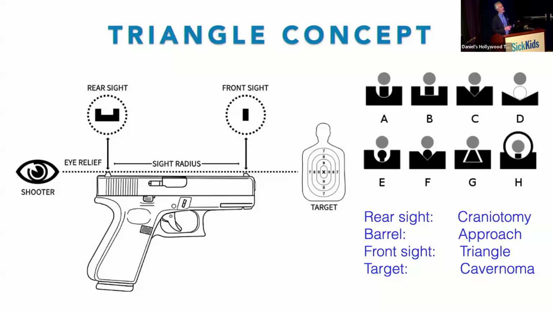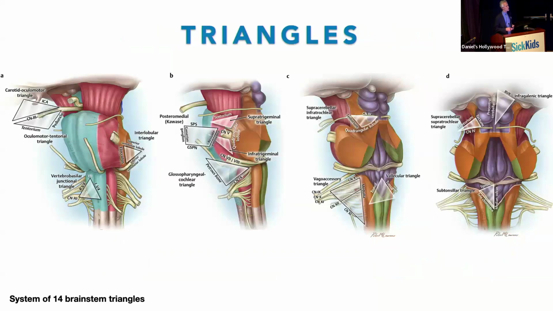And so when we translate that analogy to cavernomas, what we're saying is that you can't just think about your strategy in terms of a craniotomy or even just an approach, because you need really three elements to your strategy. You need to think about your craniotomy, which by this analogy is the rear sight. You need to think about the barrel, which is the surgical approach. And then you really need that front sight, which is the triangle, to align the two and hit your target, which is the cavernoma. And so we needed to develop this system of triangles.